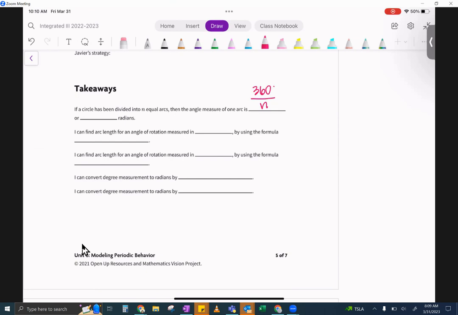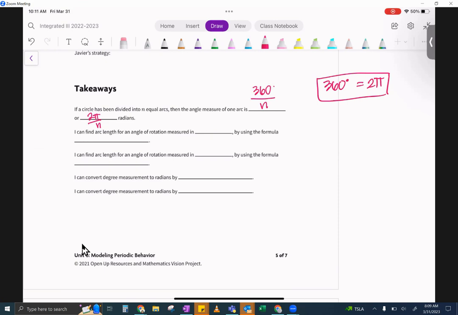Or for radians, now what is 360 degrees? Yeah, that's 2 pi. So this would be 2 pi divided by n. So hopefully that makes sense. If you haven't learned this yet, you really want to remember that 360 degrees is equal to 2 pi. So please know that, right? That's something that should be in your head.